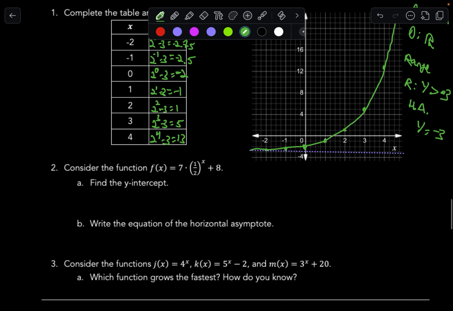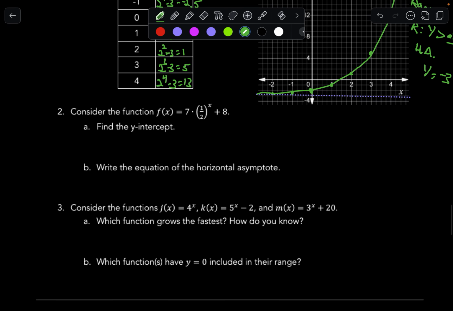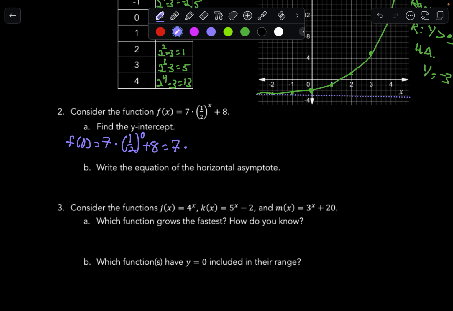Now for question 2. Consider the function f of x equals 7 times a half to the x power plus 8. Find the y-intercept. Well, that means they want us to figure out what f of 0 is. F of 0 will be 7 times a half to the 0 power plus 8. A half to the 0 is 1, so that becomes 7 times 1 plus 8, which is 7 plus 8. I'm showing every step, which is 15.